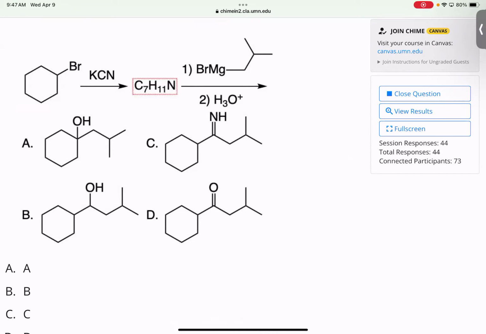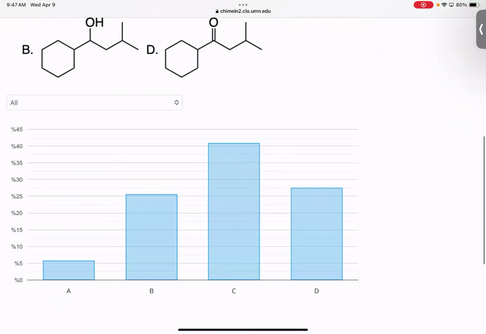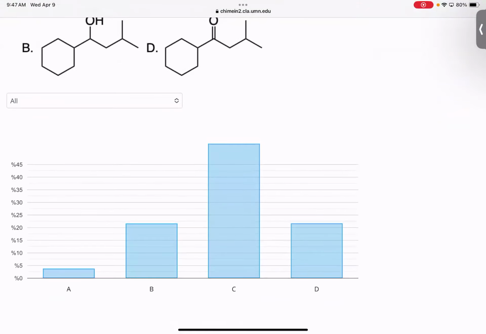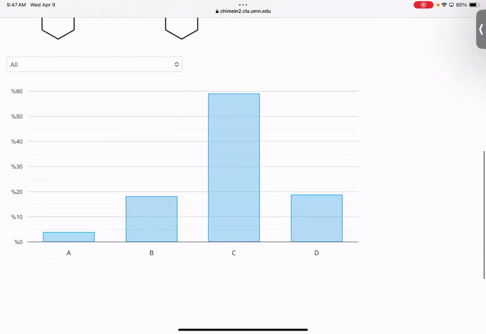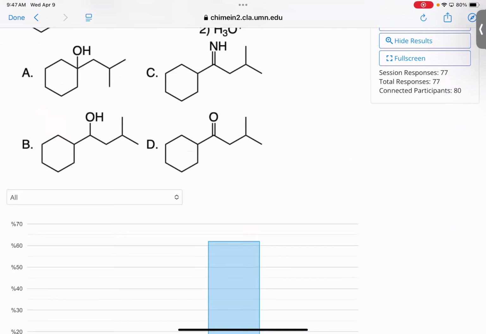All right, looks like about 50 people or so have answered. So let's go ahead and see what we are thinking here. We have a little bit of a split here for what we think is correct. I see that a lot of people didn't answer A, which is great because that doesn't add a carbon for us. So that leaves B, C, and D, some pretty good choices here.